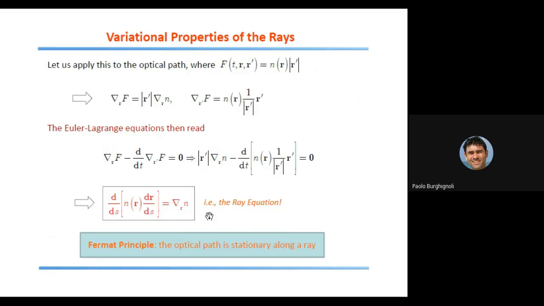That is, the Euler-Lagrange equations, which express the stationarity of the optical path, turn out to be the ray equations. So the rays are exactly those paths along which the optical path is stationary, and this is, of course, the principle which was stated by Fermat in the 17th century in rather theological terms, that is, the light goes along the shortest paths.